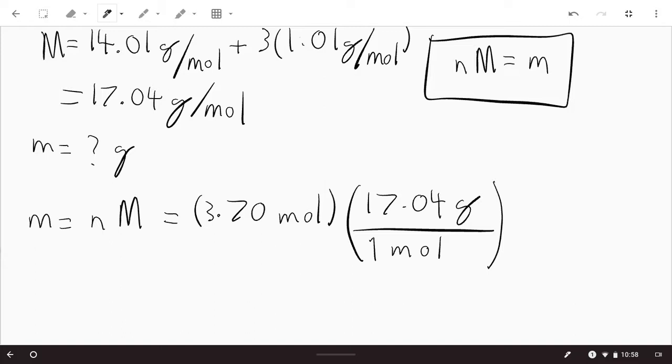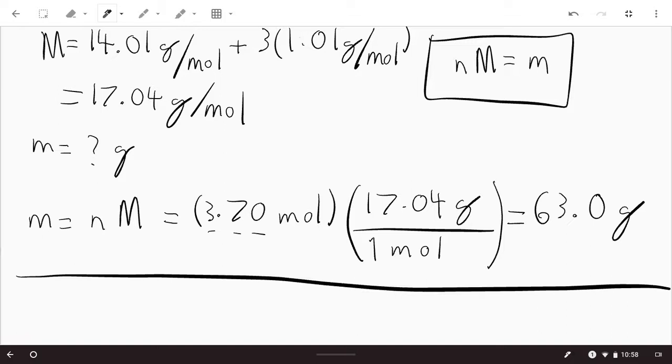If I do the calculations here, 3.7 times 17.04 gives me 63 and 48/1000ths. I have 3 significant digits because I have 3 digits in this number, which means I'm going to round this to 63.0 grams. And that would be our final answer. Now, I've done this using the formula. There is another way to do it.